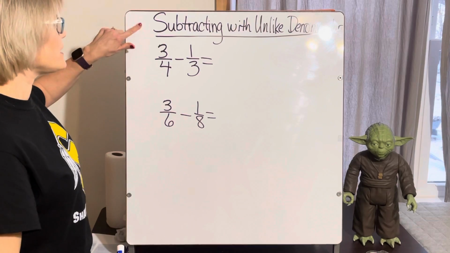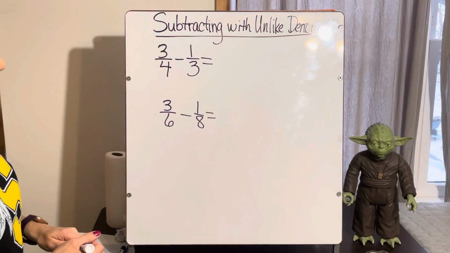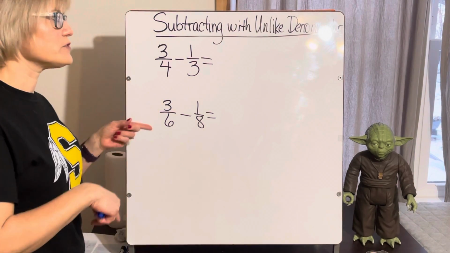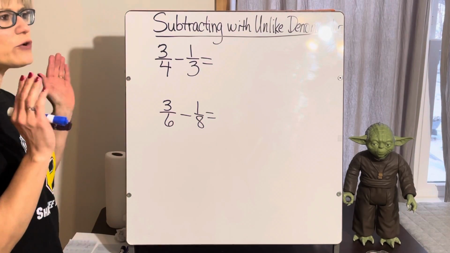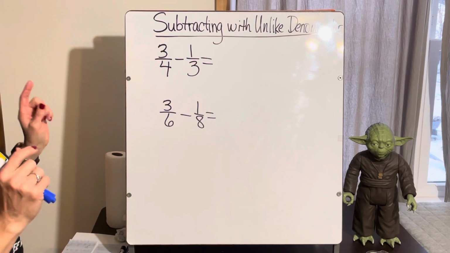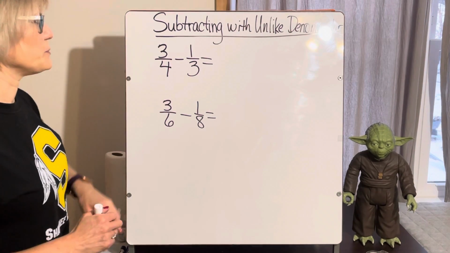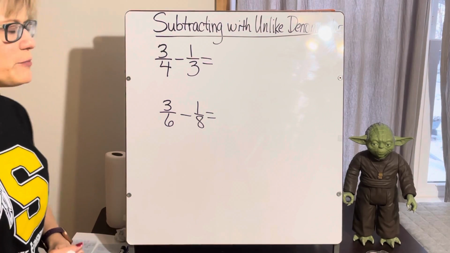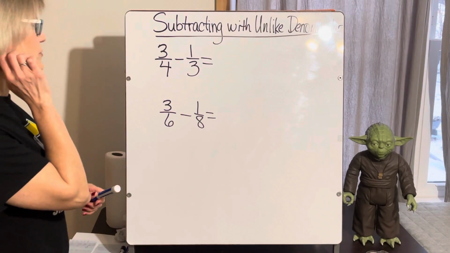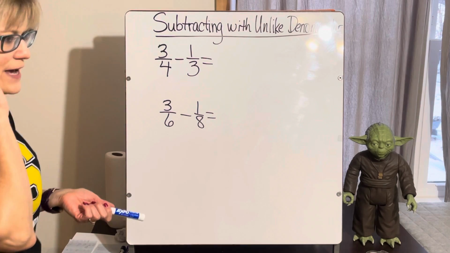So today we're going to be subtracting with unlike denominators. Yesterday we were adding, today we're subtracting. We're going to be going through the same exact steps except the operation will be different. Step 1 and step 2 are going to be exactly the same. When we get to step 3, obviously we're going to subtract instead of add.